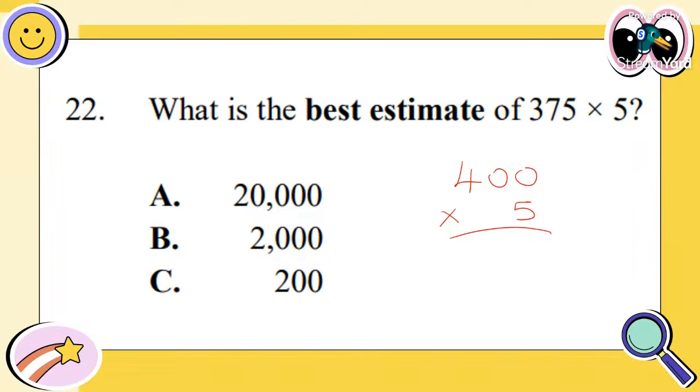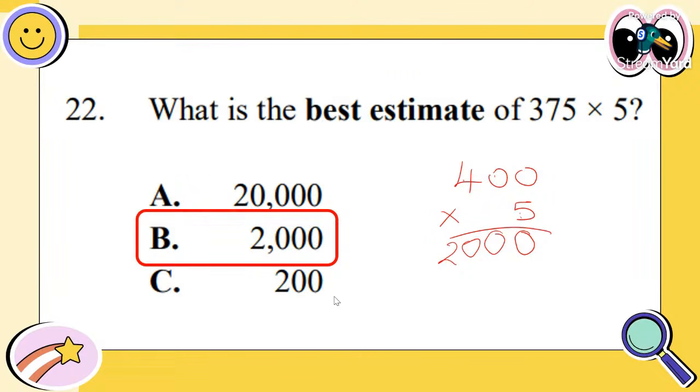So in my mind, I would quickly say, okay, 5 times 0 is 0. 5 times 0 is 0. 5 times 4 is 20. Good. So my guess would be 2,000. And if you see in the options here, we have 20,000, 2,000, and 200. So we know our best estimate of 375 multiplied by 5 has to be 2,000.